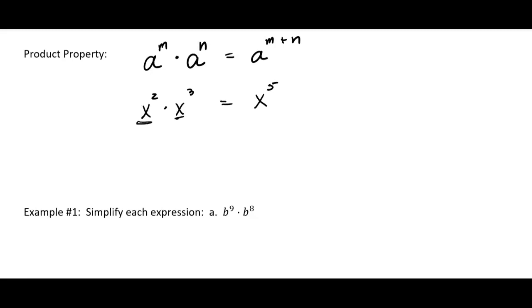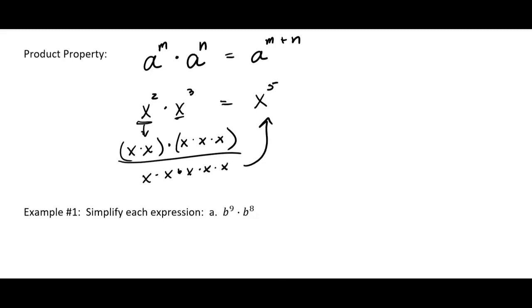Now why is that? Well, because x squared means x times x, right? And then x cubed means x times x times x. But see, it's all multiplication. So it's really x times x times x times x times x, which is x to the 5th power. Okay, so that's what's going on.